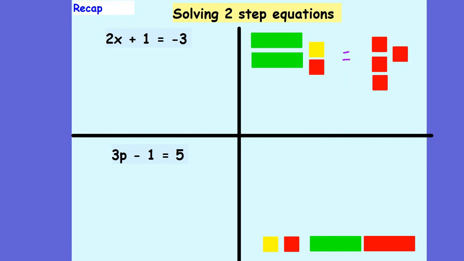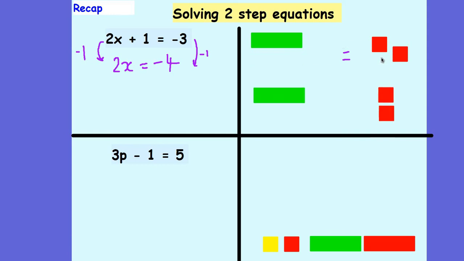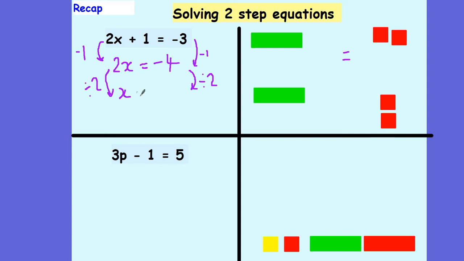And whatever I do to one side, I do the same to the other. A red square is worth -1. So what I've done is I've subtracted 1 from both sides. If I then cancel out my 0 pair, I'm left with 2x is equal to -4. But I don't want to know what 2x is worth. I want to know what 1x is worth. So I'm going to divide those up and share them equally. And I've divided it by 2. Which tells me x is worth -2.